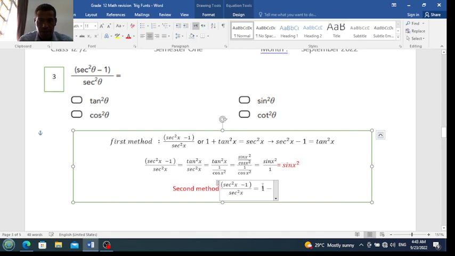There is a third method if you want. Okay. You can use, let's say, we use tangent. We can use cotangent to find this one. So, thank you for listening. Okay, now we move to the next question.